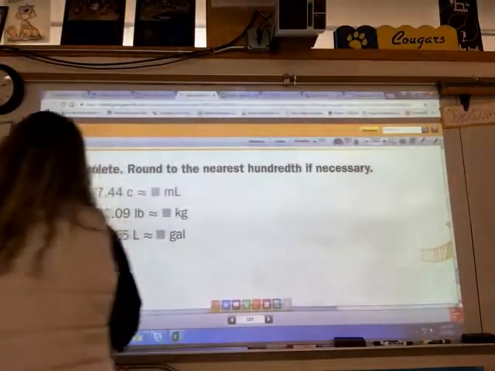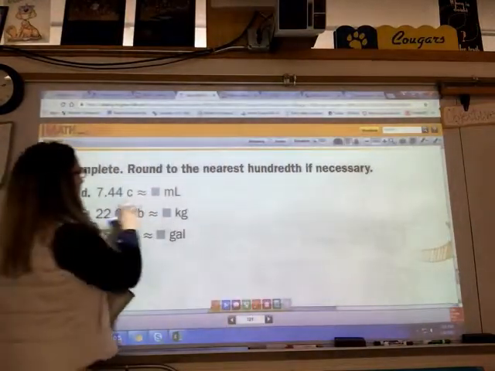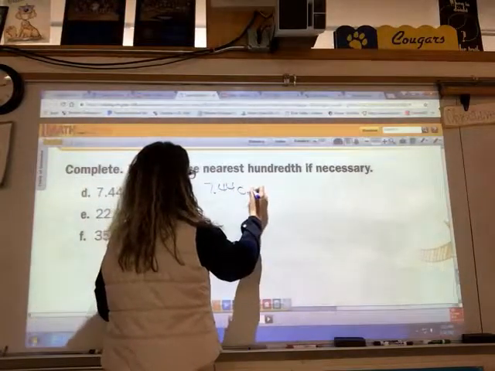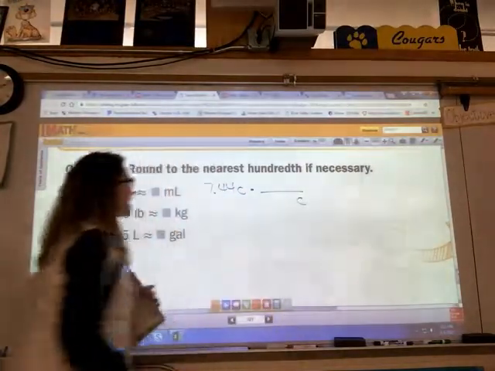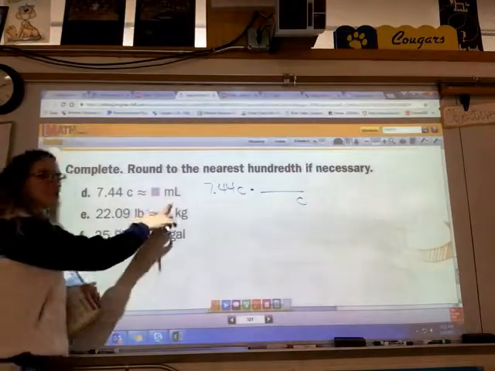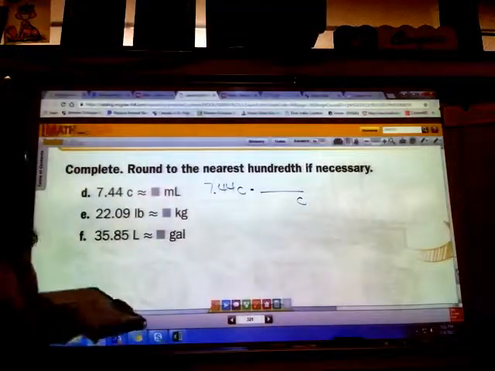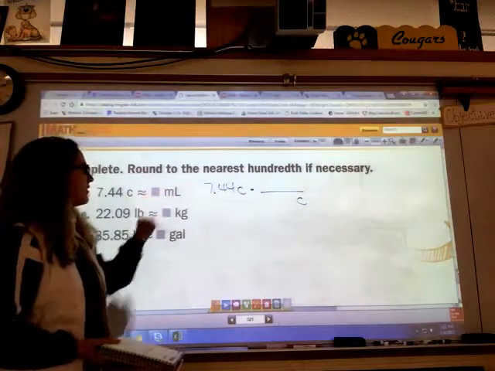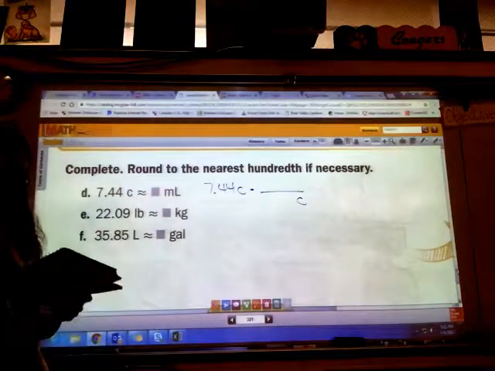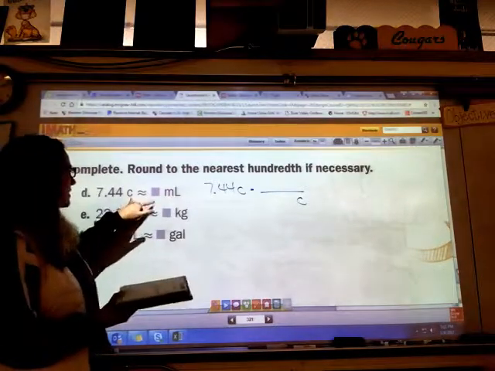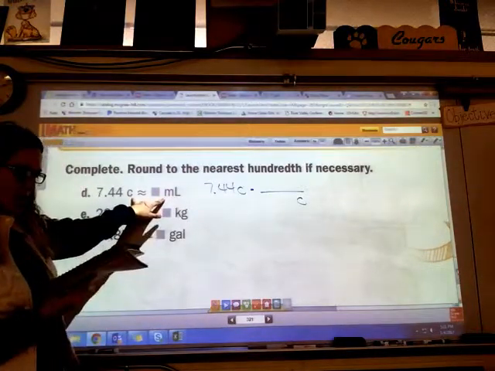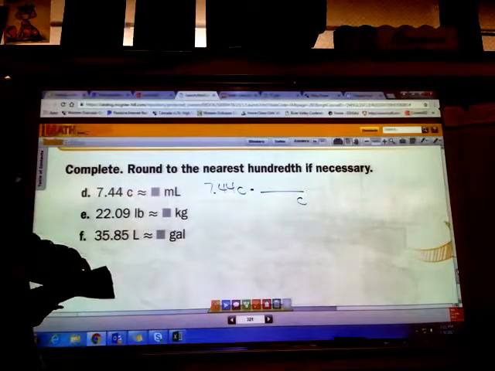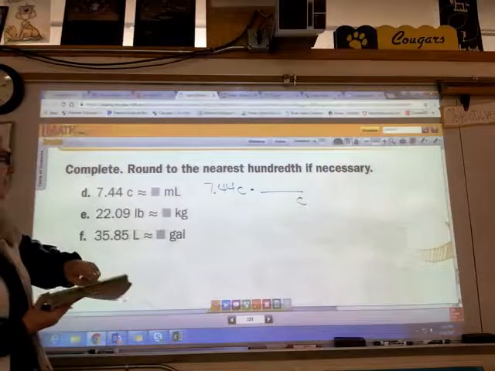Okay? So as I take a look at letter D, I'm going to write down what I know. So I have 7 and 44/100 cups times, cups is going to go on the bottom. My goal is to change cups to milliliters. So I'm looking back on page 320, excuse me, at my conversion or the relationship between. So I'm looking to see if I can find anything where it says cups to milliliters. And when I take a look at my chart for capacity, it will tell you 1 cup equals 236.59 milliliters.